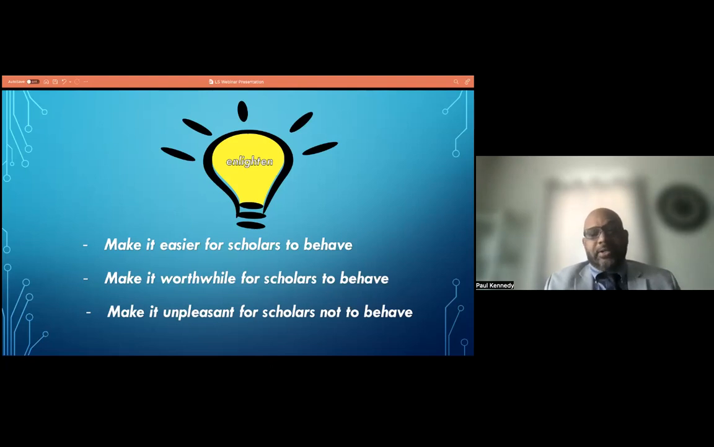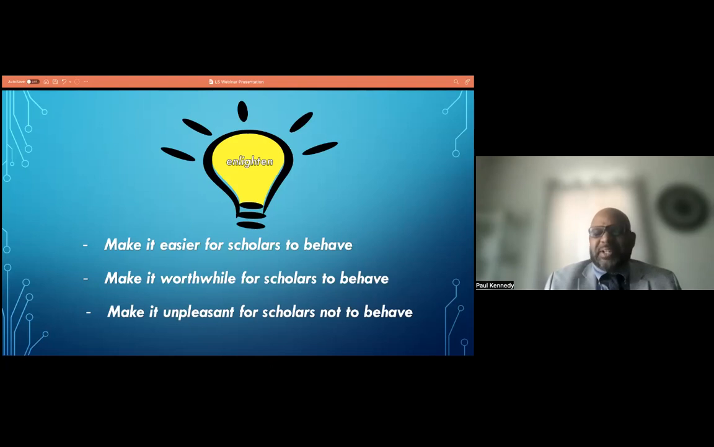Whether we like it or not, sometimes they have to be motivated. Sometimes you have to give a scholar a sticker. Sometimes you have to give them a pencil to behave. There are some people that say, why are we giving scholars things that they should be doing anyway? That's just not how it works. It really isn't. But here's the key factor.